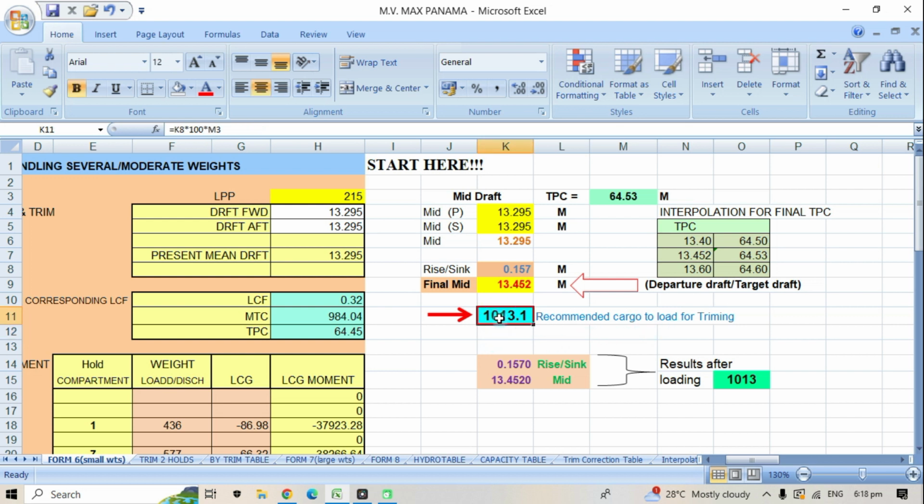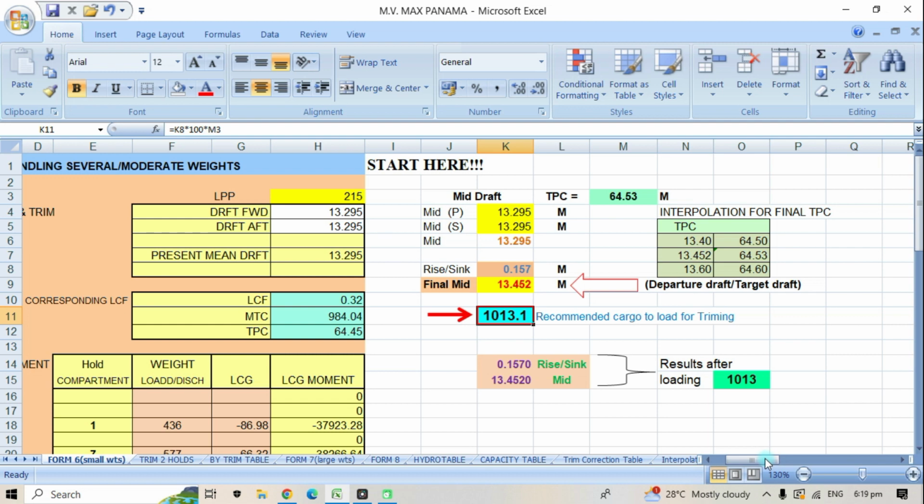So with this formula, which is the sinkage, 0.157 times 100 times TPC of 64.53, you will get the value of 1013, which is the recommended cargo for trimming. Okay, so let's concentrate on this mean drop. How did he get this TPC?